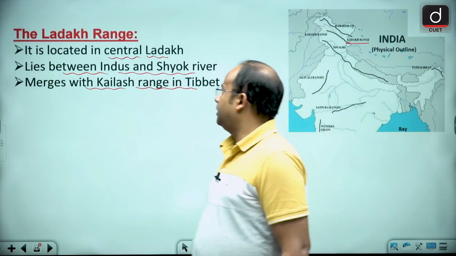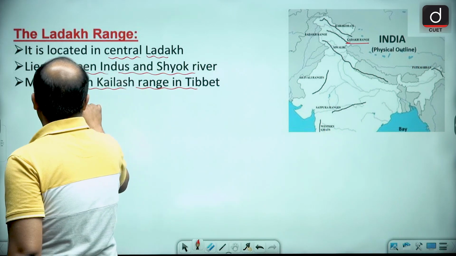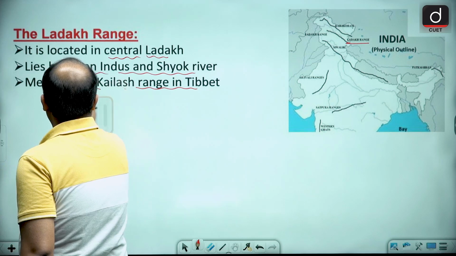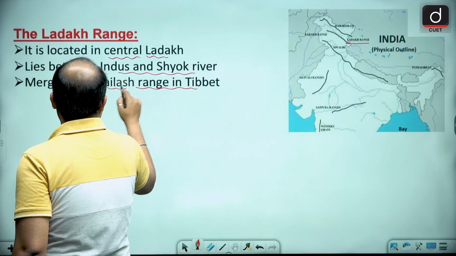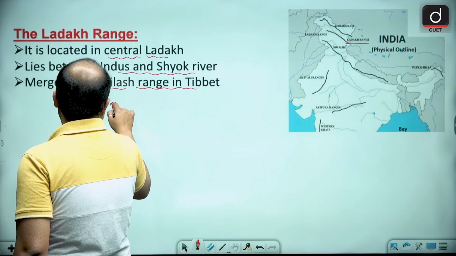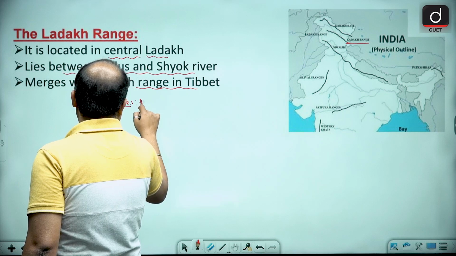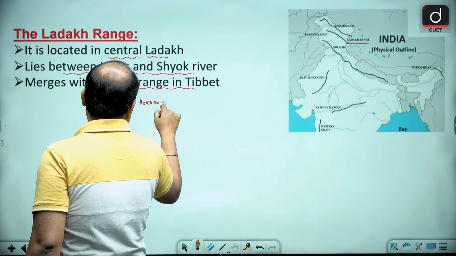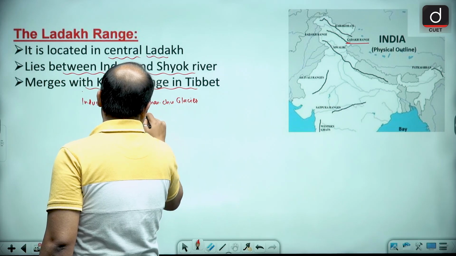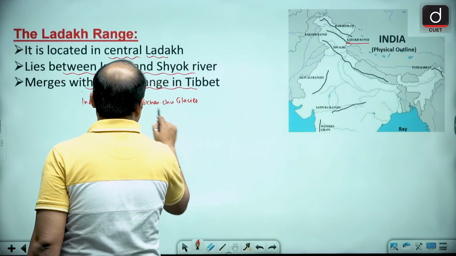Now guys, Indus and Shyok are both perennial rivers, and the Indus originates from the Bokharchu glacier, that is near Kailash Mansarovar.